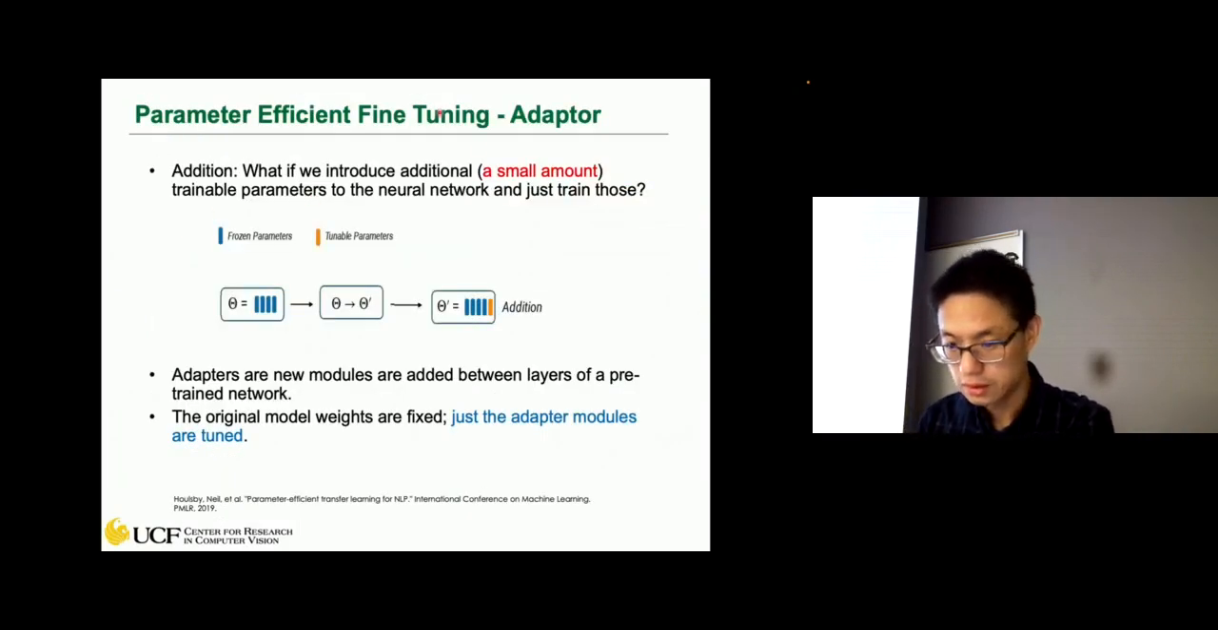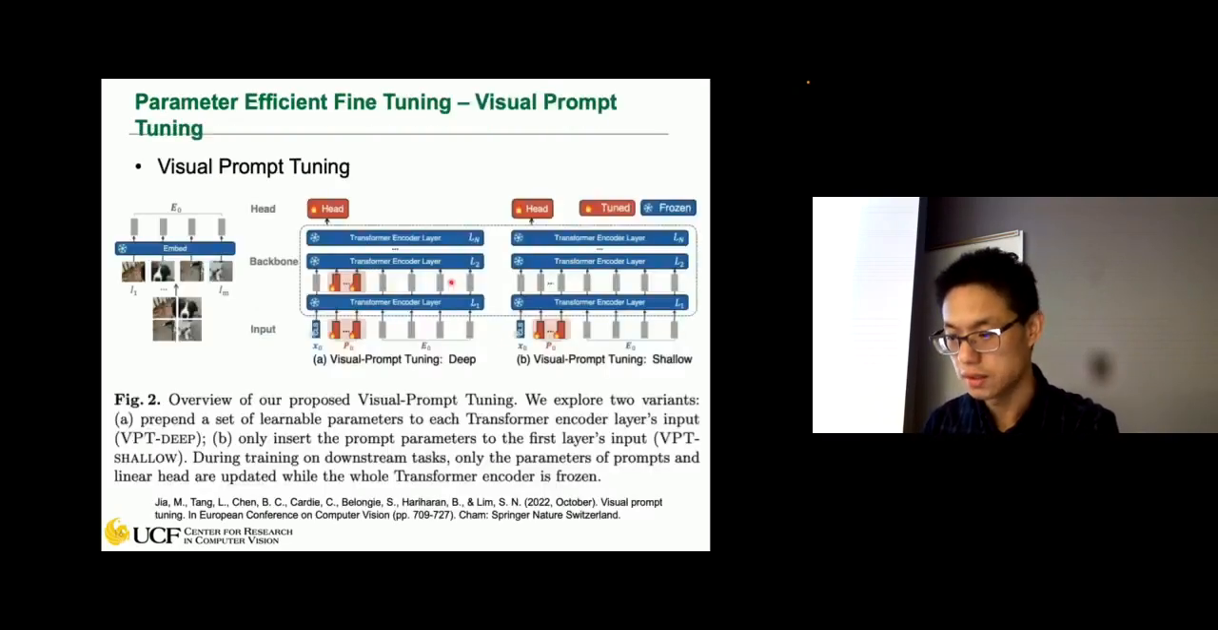Another strategy is called adapter tuning, right? This again follows the category of addition. Basically, we are adding some parameters to the network, okay? By the way, I should also mention that during the inference phase, because you are adding these tunable parameters, you are essentially increasing the model size by a little bit, because you are adding more parameters to the network.